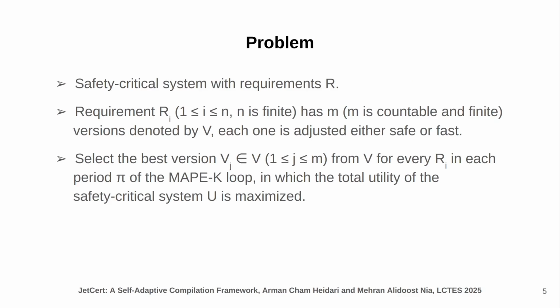So the main problem is that we have an embedded or safety critical system with a set of requirements called R. Each requirement has M versions denoted by V, and each version is either safe or fast. We want to select the best version from V for every requirement in each period of the MAPE loop, in which the total utility of the safety critical system is maximized.